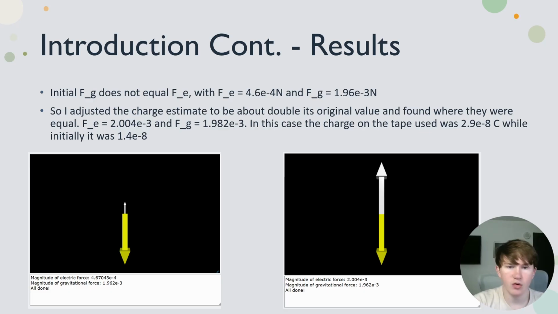So what's a basic view of our results? Well, initially, the force of gravity and the electric force were not equal when we used our initial charge guess from the first experiment. Which meant that I needed to adjust the estimate, and in the end, it ended up being about double its original value, which is when we found that the electric force and the force of gravity were equal. So initially it was 1.4 times 10 to the negative 8th coulombs, and in the end it ended up being 2.9 times 10 to the negative 8th coulombs, where they're about equal.